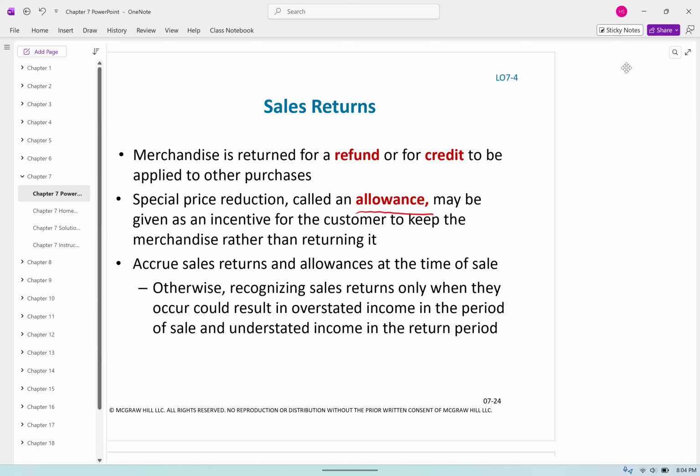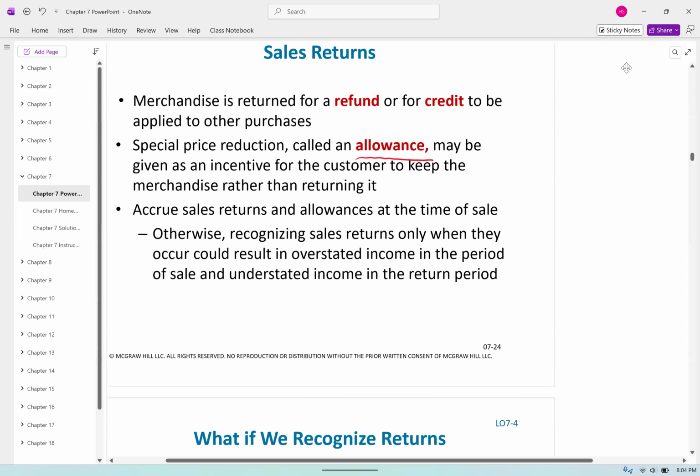So it's kind of an incentive for the customer to keep the product and them actually make something off of it rather than nothing. We would accrue any sales returns and allowance at the time of the sale. Otherwise, recognizing sales returns only when they occur could result in an overstated income in the period of sale and understated income in the return period.